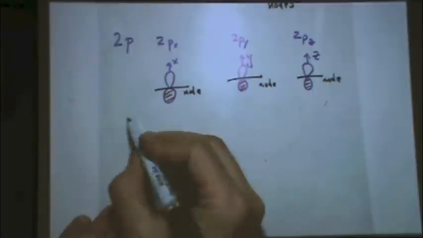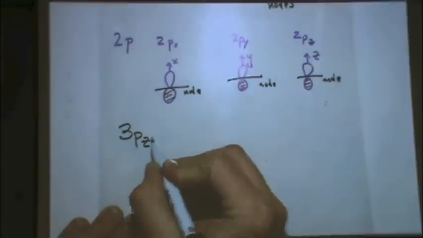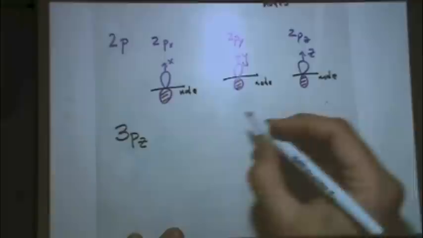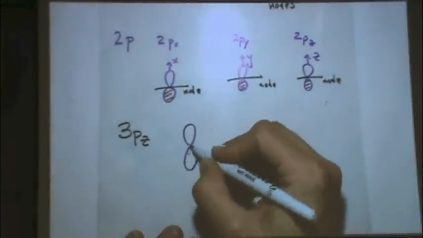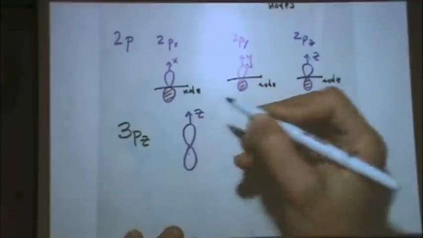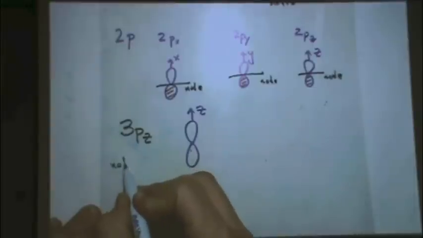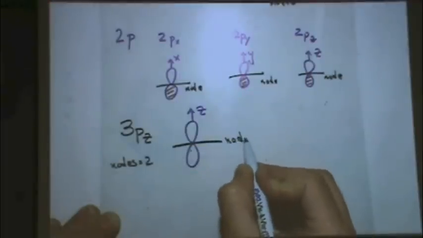Let's say you had to draw a 3pz, for example. You would just say, let me draw the pz, it's right here. So copy that drawing. Z. How many nodes would I be expecting? Nodes would equal 2. There's one here, here's one node.